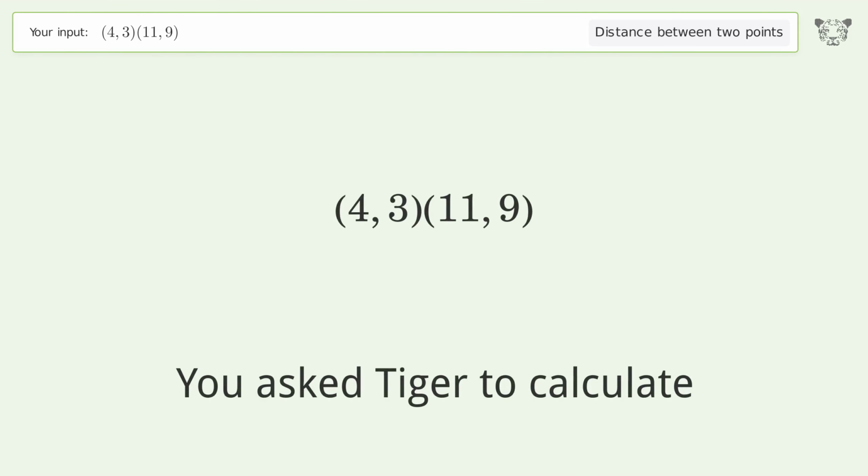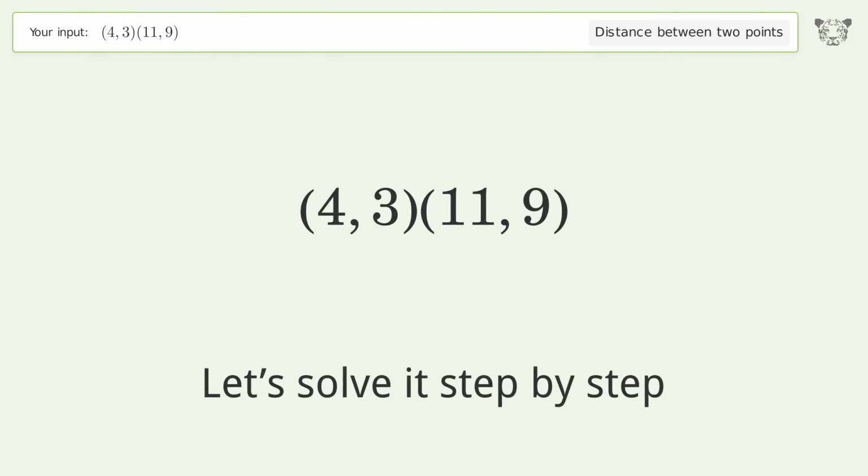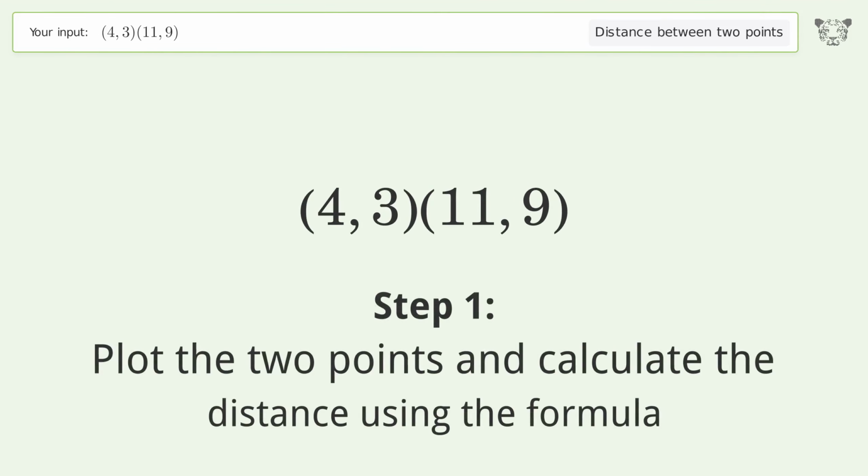You ask Tiger to calculate. This deals with the distance between 2 points. The distance between the 2 points is the square root of 85, or 9.22. Let's solve it step by step. Plot the 2 points and calculate the distance using the formula.